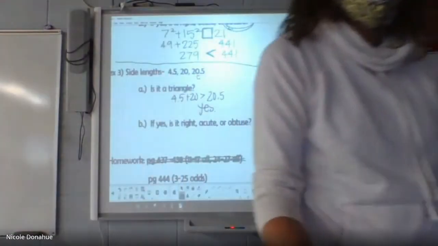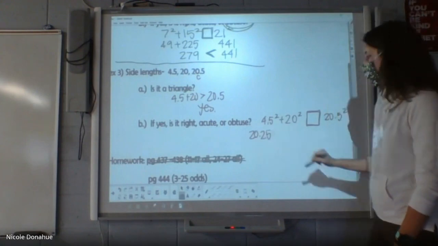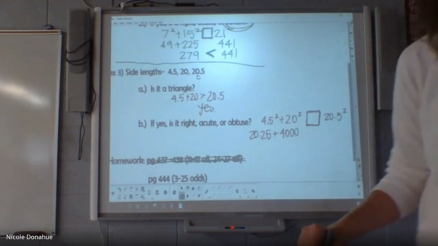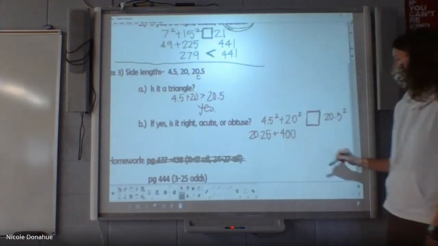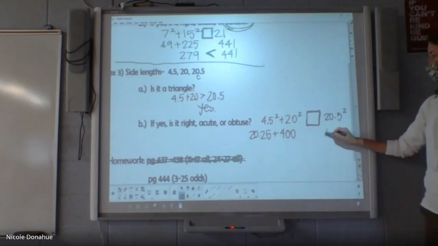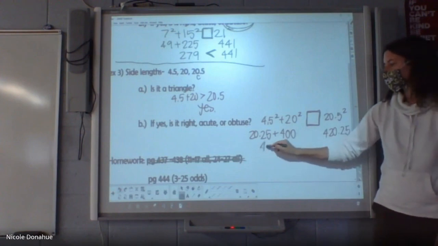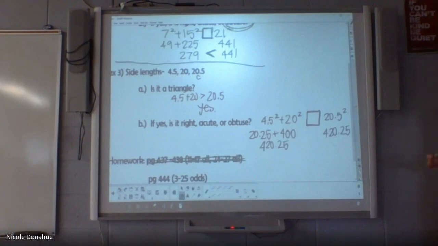Now 4.5 squared, try something you have to grab a calculator for. That's 20.25. 20 squared is 400. And then 20.5 squared is 420.25. So this one actually ends up being equal, which means what kind of triangle is this? It's a right triangle.